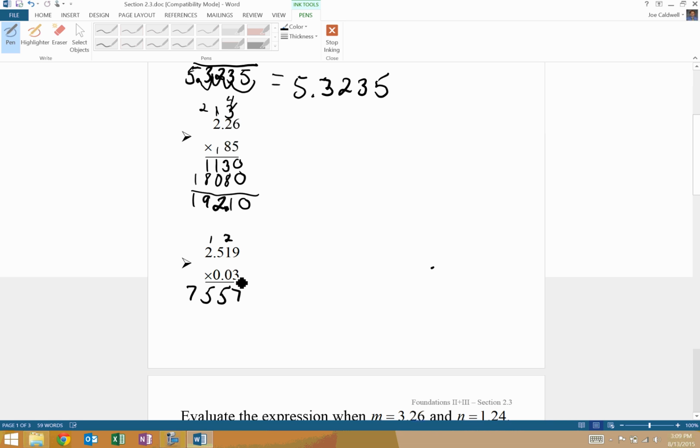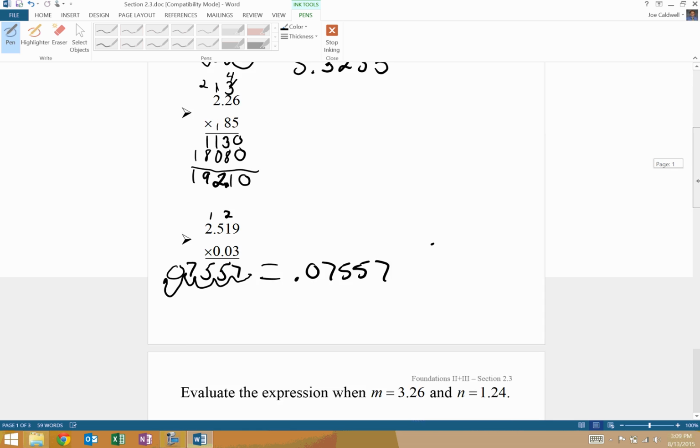So I have 1, 2, 3, 4, 5. I got 5 decimal places. So I'm going to start here, okay? And I'm going to go 1, 2, 3, 4, and 5. Now I have this empty loop here, okay? What do I do with that? I need to add a 0 in there. So kind of clean up my answer a little bit here. I have 0.07557, okay? So again, total number of decimal places in your problem should match your answer.